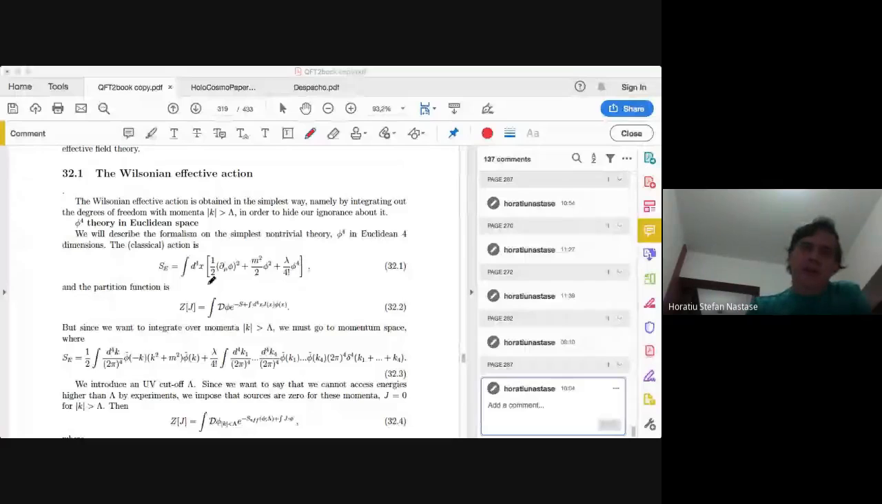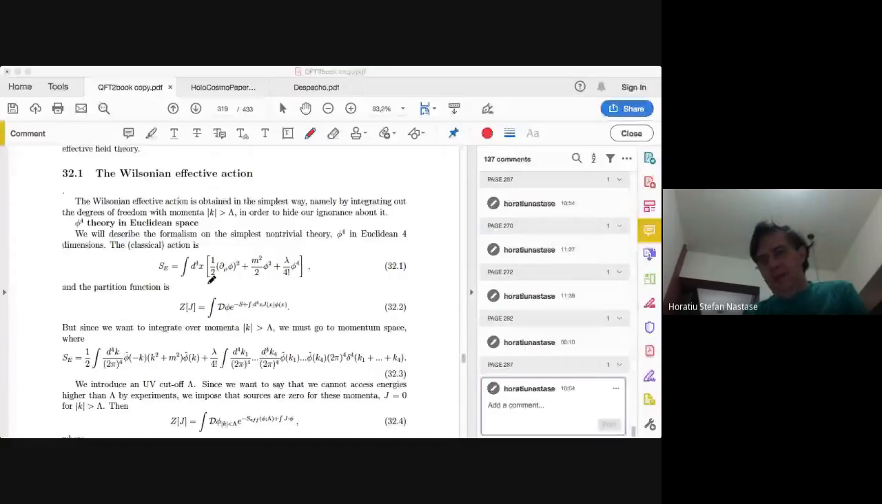All right, so the Wilsonian effective action is very simple to define. What we're supposed to do is to just integrate out the degrees of freedom with momenta higher than this cutoff lambda, and thus hide our ignorance about it. So first we'll integrate out in a theory that we know, and then we'll generalize and see what happens if we don't know the theory above this lambda.